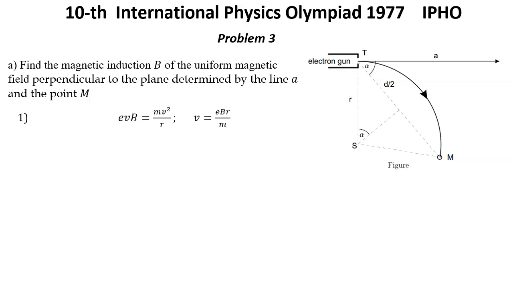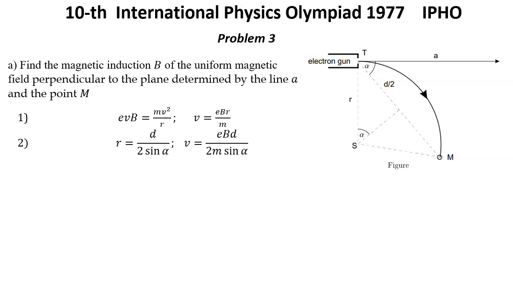So we have evB equals mv squared over r, from which we can find the speed v. It will be eBr over m. Geometrical considerations yield that the radius of the trajectory obeys the represented figure. So we have the radius of the trajectory equal to d over 2 sine alpha, and from here we can find that the speed v equals eBd over 2m sine alpha.